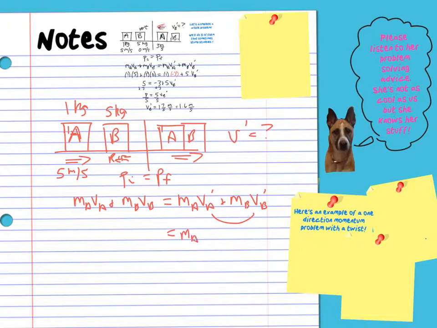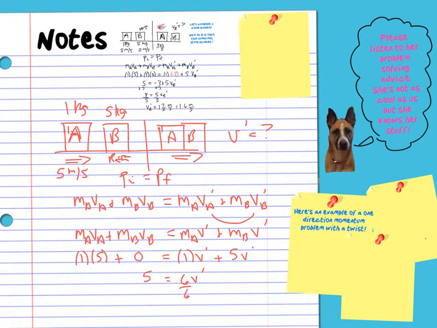So this is really MA V prime plus MB V prime equals MA VA plus MB VB. Let's stick the numbers in. 1 times 5 plus 0, because B is at rest, equals 1 V prime plus the mass of B, 5 V prime. So 1 V prime plus 5 V prime is 6 V prime, and this is 5.